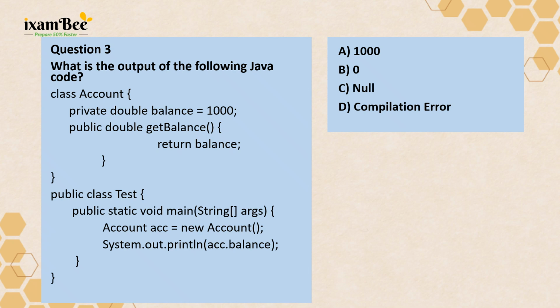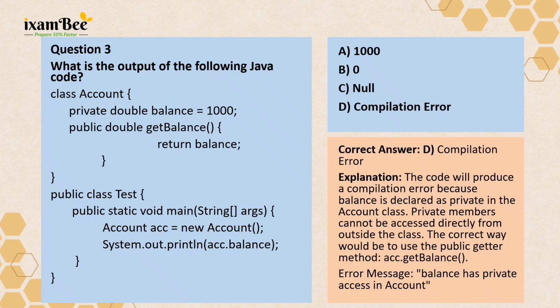In the main class, we are using the main method, and in the main method, we are creating an account object with the new account constructor. We are then trying to print account.balance. Now the output is what you have to predict. The correct answer for this question is D, compilation error.